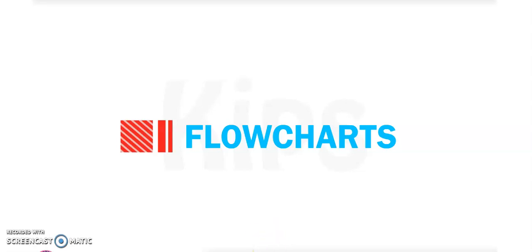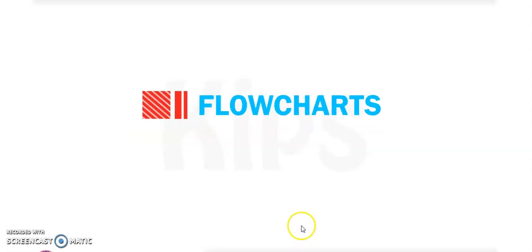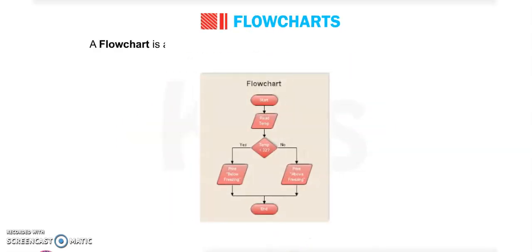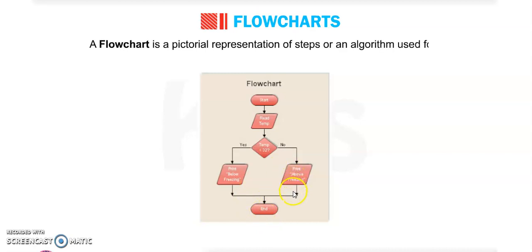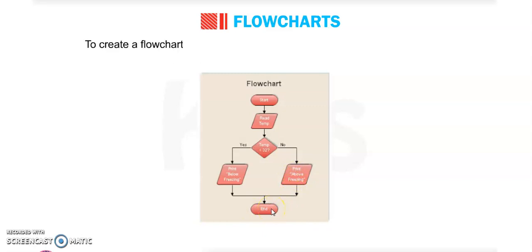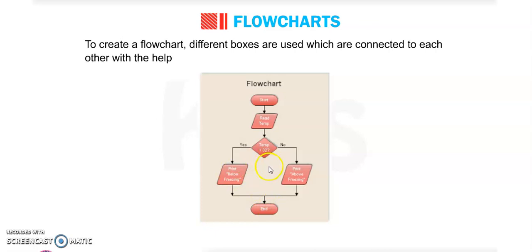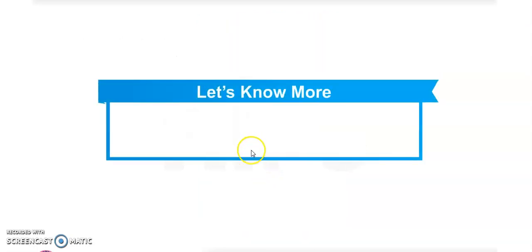The next topic is flowcharts. So what are flowcharts? With an algorithm, we can write it in diagrams. We can learn this algorithm in chart form. It is a pictorial representation of the steps of an algorithm used for solving a particular problem. To create a flowchart, we use different boxes and connect them to each other with the help of flow lines.